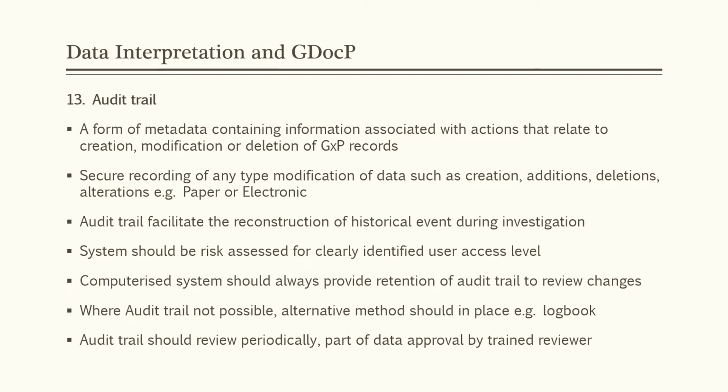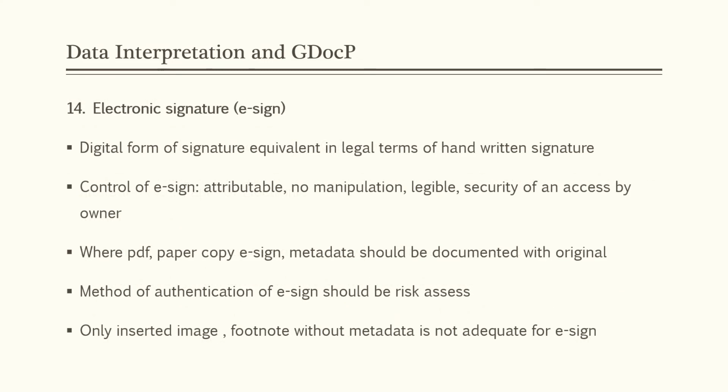Systems should be risk assessed for clearly identified user access levels. Each and every person should have a different user access level. This is very useful to control the data. Computerized systems should always provide retention of the audit trail to review changes. When an audit trail is not possible, alternative methods should be in place, such as a logbook. Audit trails should be reviewed periodically as part of data approval by trained personnel.